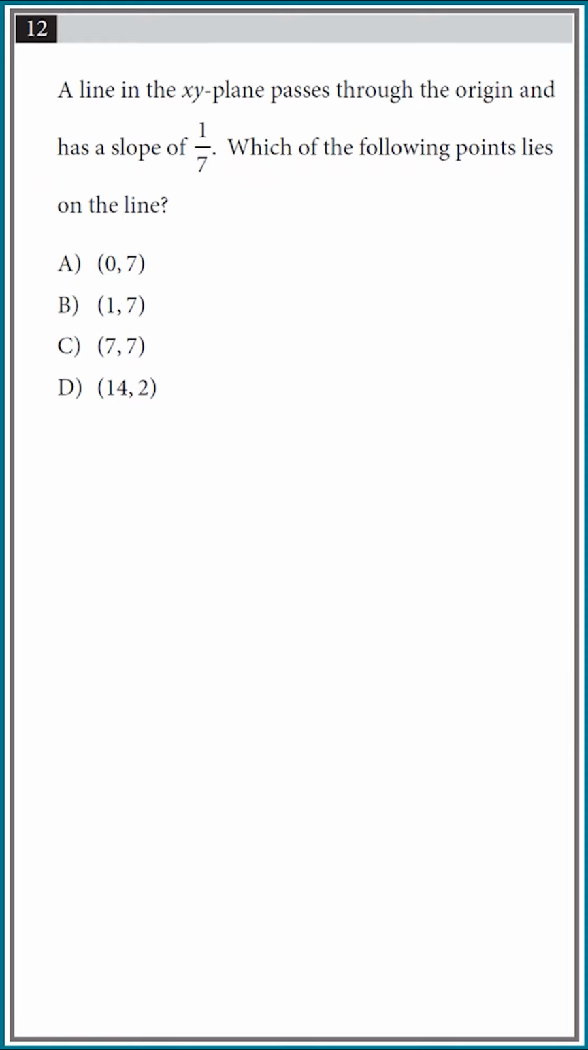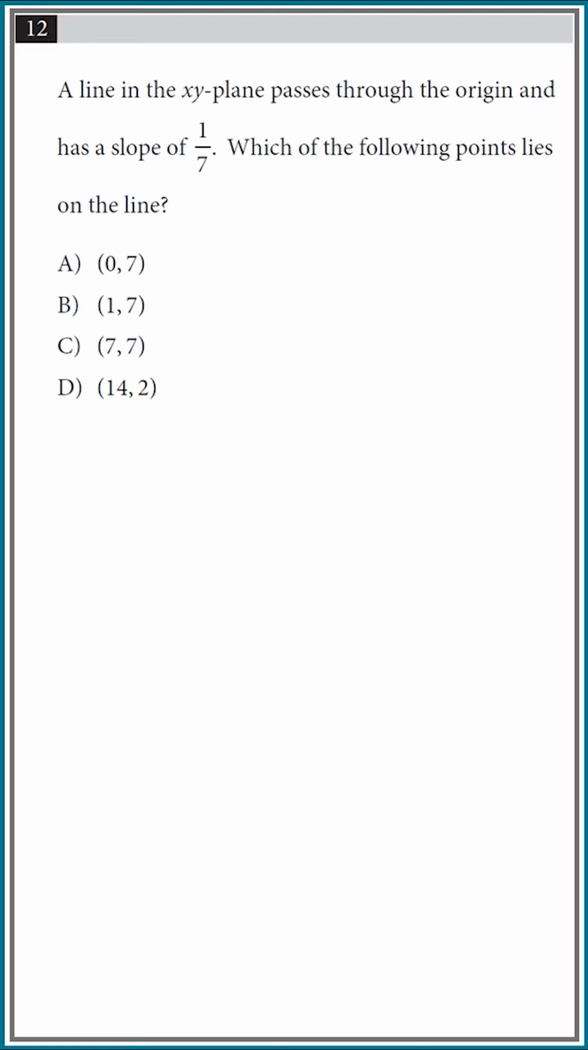Now we are ready to tackle a practice problem. In this problem, we are told that we have a line passing through the origin and has a slope of 1/7, and we're asked which of the following points lies on the line. We can take a conceptual approach to solve this problem using what we just learned.